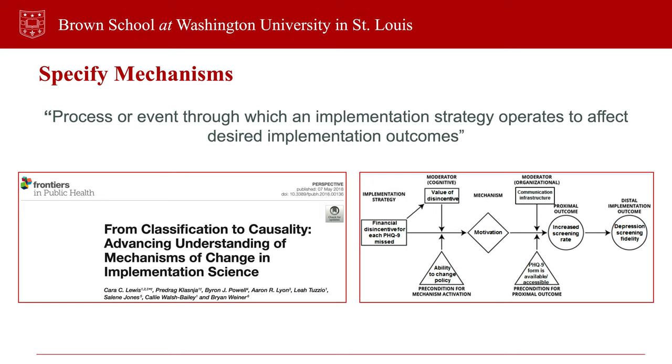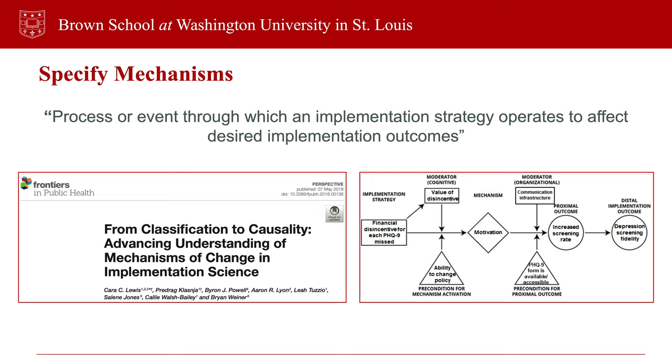So in this example that you see here on the right, we're looking at an implementation strategy to increase the use of measurement-based care for depression. So we might have a strategy such as a financial disincentive for missing a PHQ-9, which might ultimately be operating through the mechanism of increasing motivation. But you can see here there are a number of moderators at the cognitive and the organizational level, and there are some preconditions, which essentially are moderators which are so strong as to qualify as preconditions for change.